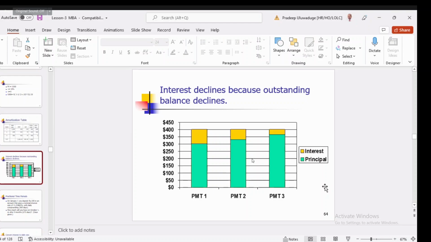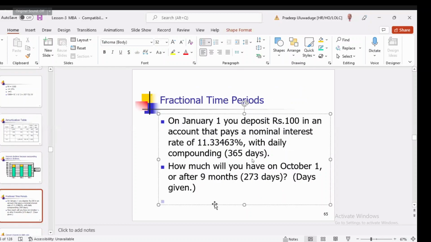Fractional time periods. So all this time we were talking about 1 to 2 years, right? We invest for 5 years, 6 years, 10 years, or 1 year. So how shall we handle fractional time periods? Let's look at an example.